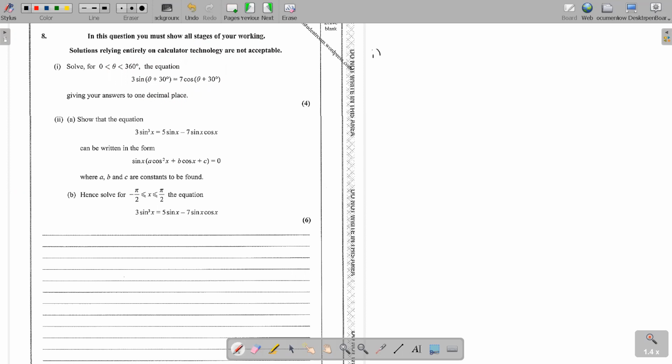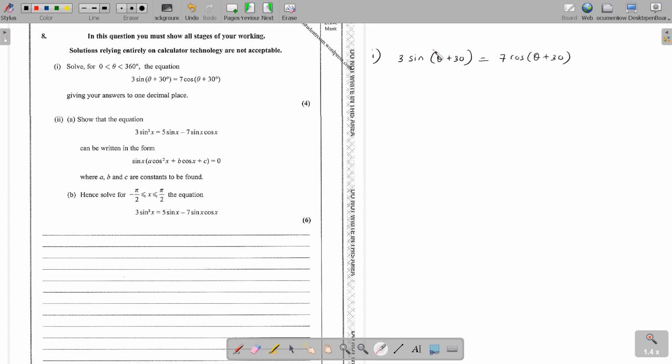So let's start on this, Roman numeral 1. 3 sine (theta plus 30) equals 7 cos (theta plus 30). You can see we have a compound angle here, because you have addition. The angle is not simply theta, but rather theta plus 30.